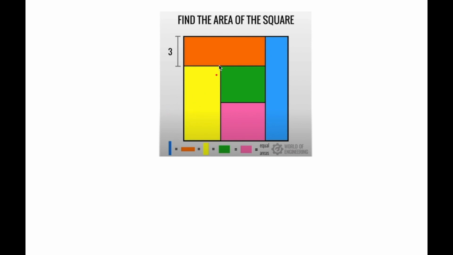Alright, so in this video, I'm going to be finding the area of this entire square. Before we start actually solving for the area, let's go over what we're given. We're given that the side length of this orange rectangle is equal to 3, this side length right here. And we're also given that all of the areas of all these shapes inside of the square are equal to each other.